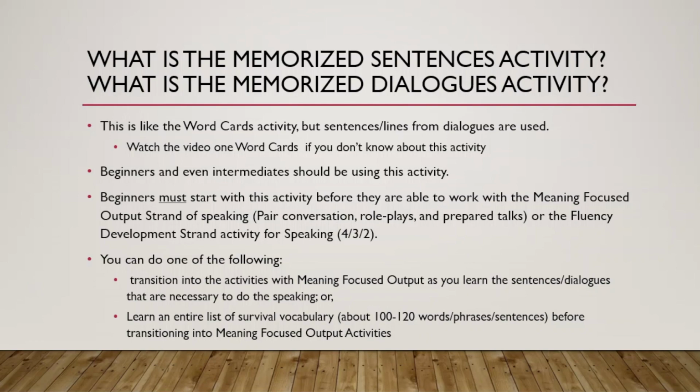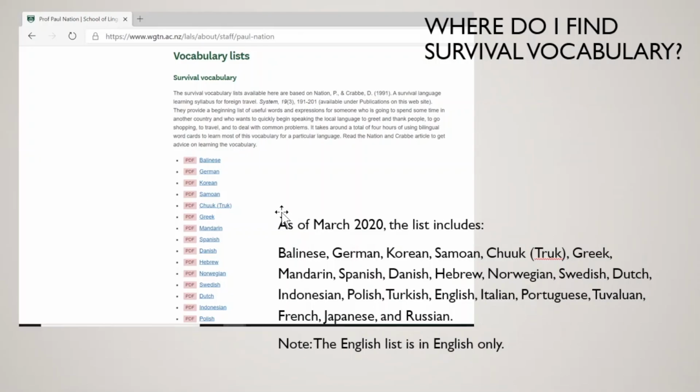Where can you get lists? You could do a Google search for Paul Nation. Professor Paul Nation is the man who wrote all of the material that these presentations are based off of. If you search for him, you'll find he has a staff page at Victoria University of Wellington. If you go here and you scroll down the page, you'll find a lot of vocabulary lists. So this is survival vocabulary.